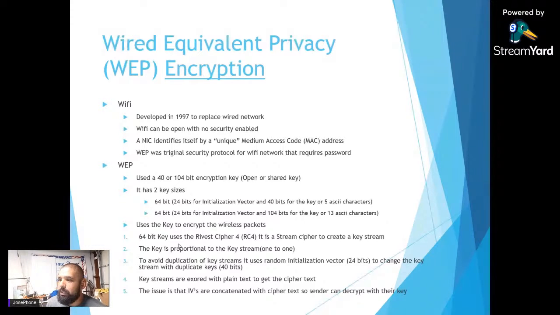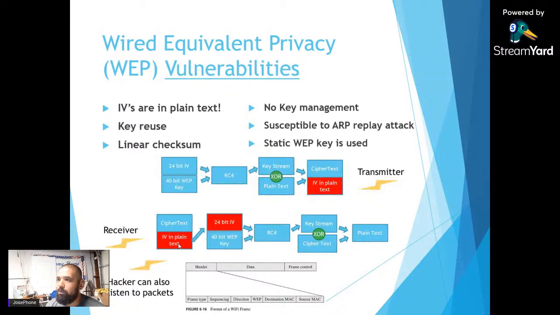And there was an issue with that. The issue was that they concatenated, or combined, the initialization vector with the ciphertext, but the initialization vector was in plain text. So on the next slide, you'll see a little graphical view of the way that these keys are set up. There's a 24-bit IV combined with a 40-bit WEP key through the RC4 algorithm, and that creates the key stream. Then the key stream gets XORed with the plain text to create a ciphertext.